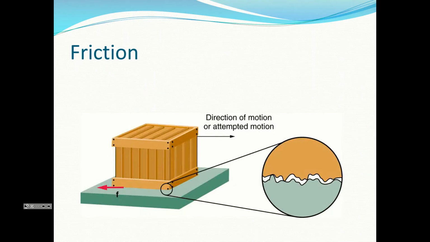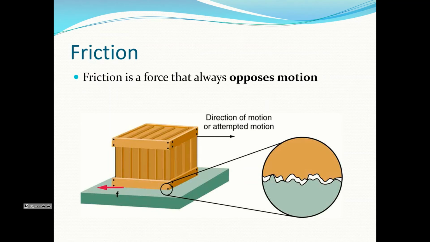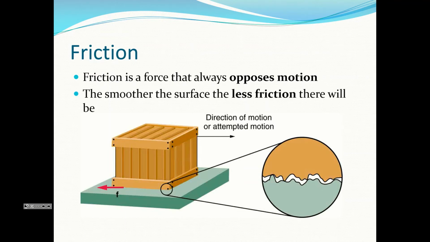So friction. We calculated friction already, but friction always opposes a motion, so it's going to go opposite the direction of our motion. And the smoother the surface, the less friction there will be. So you can see why friction happens, because there's tiny little grooves in it, and it just helps slow it down.